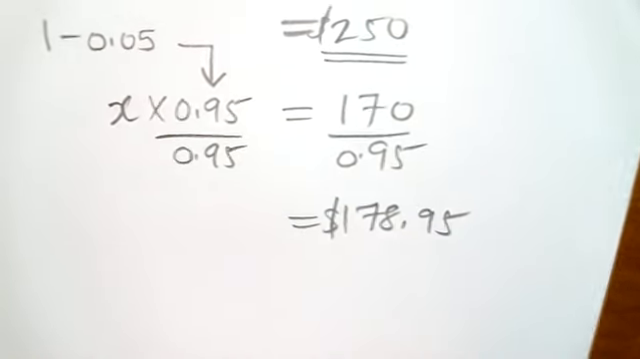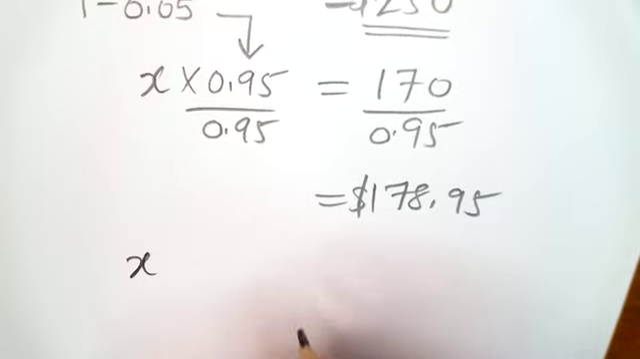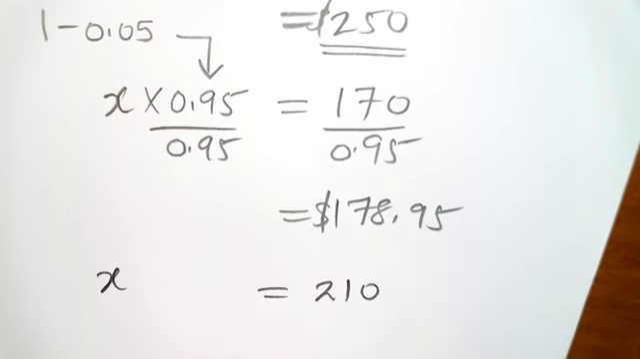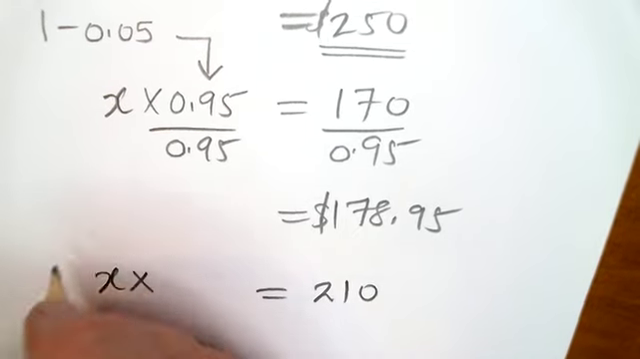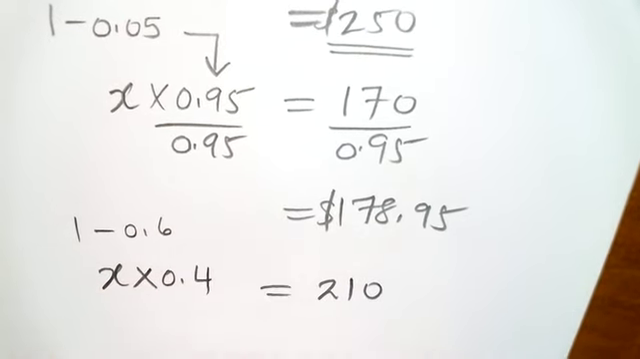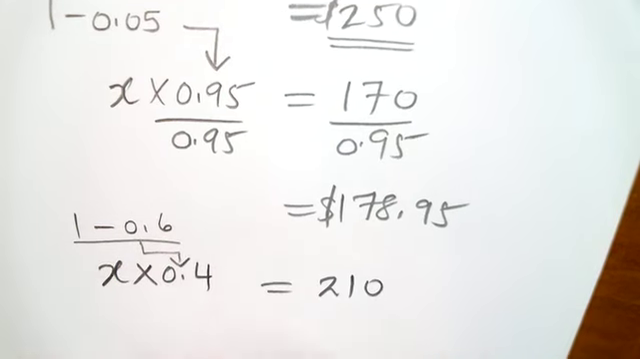Let's do one more. Let's say you walk into a store and there's an object for sale. And let's say the object is $210. But the object has just been reduced in price. It's been reduced in price by 60%. That was 1 minus 0.6, which is times 0.4. Because this is times 0.4.